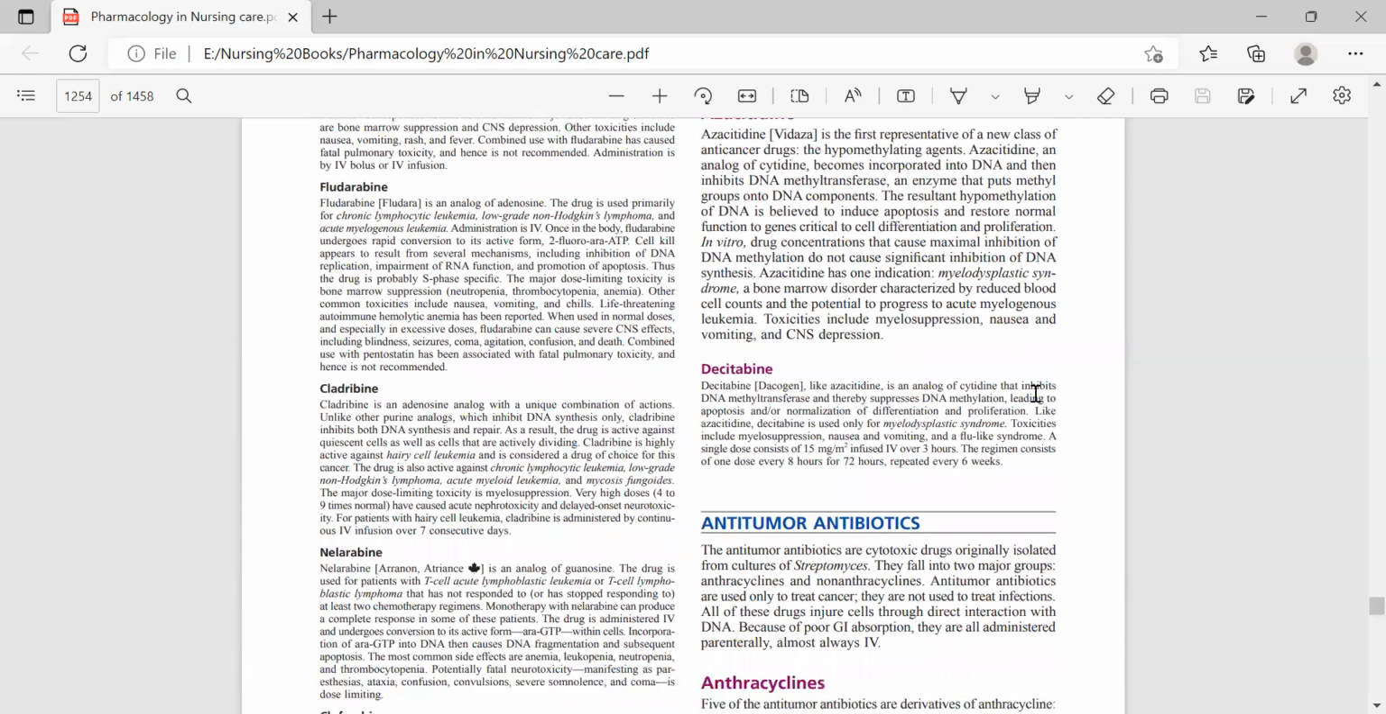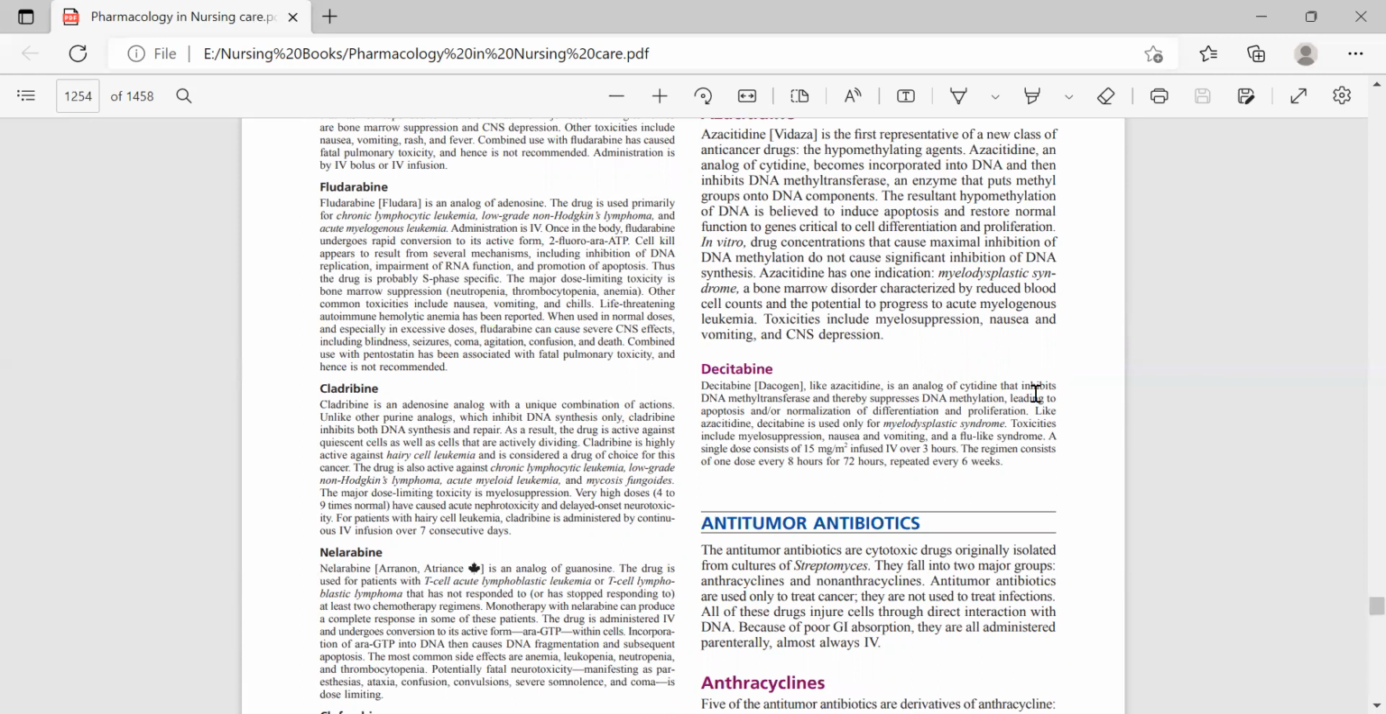Fludarabine is an analog of adenosine, highly indicated in chronic lymphocytic leukemia, that is CLL, low grade non Hodgkin lymphoma, and acute myelogenous leukemia, AML. IV administration is recommended. Life threatening autoimmune hemolytic anemia has been reported during the administration of fludarabine. Major dose limiting toxicity is bone marrow suppression again, and GI complications, including nausea, vomiting, and chills.